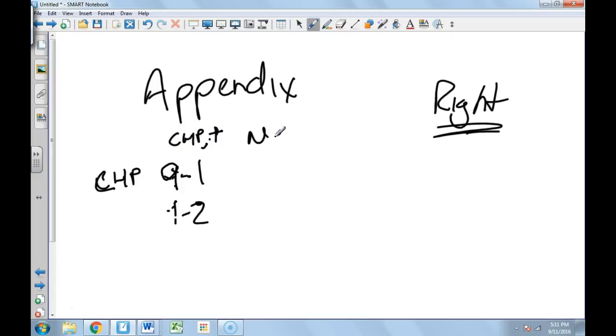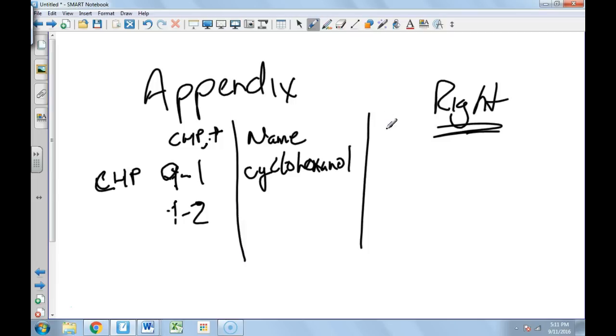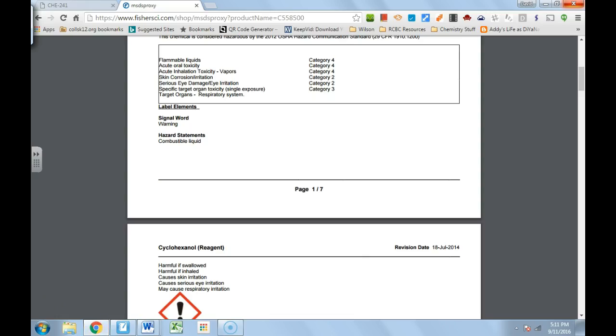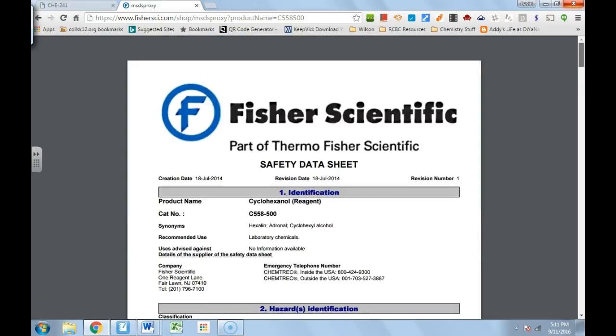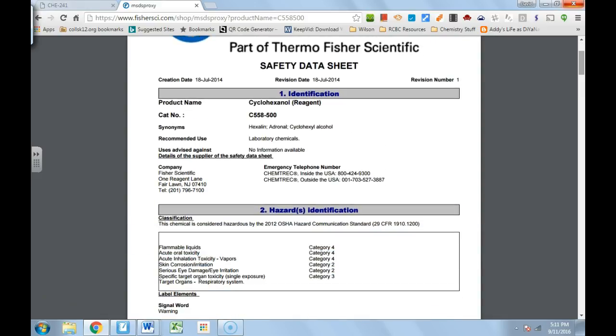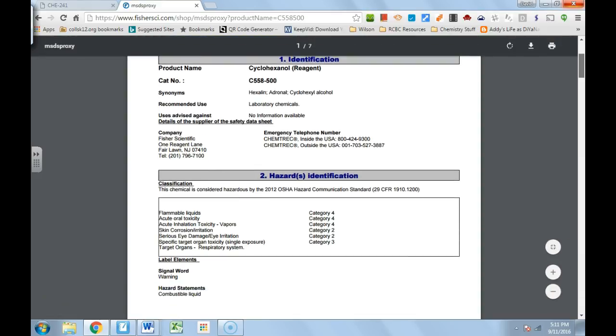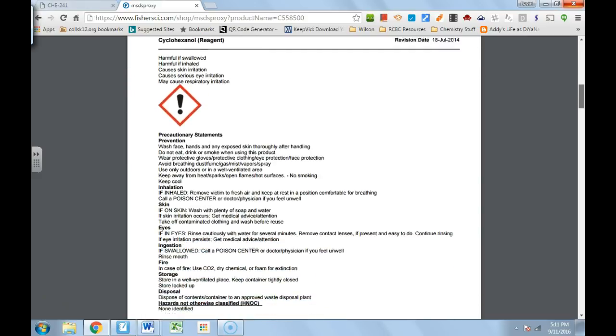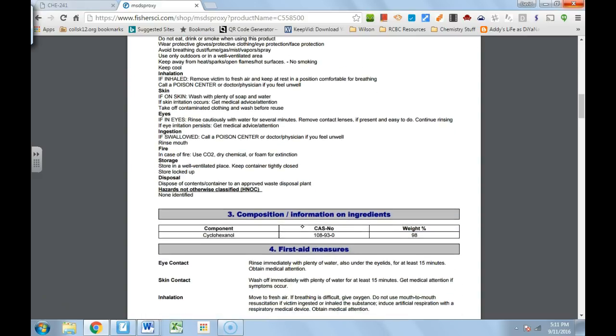And then you're going to put the name of the compound. So this may be cyclohexanol, or whatever. Then the next piece of information is the CAS number. You can find the CAS number if you look up the material safety data sheet, or now that we've switched to a global system, it's usually just called a safety data sheet. There is a CAS number on every one of these, and you can see it right here.